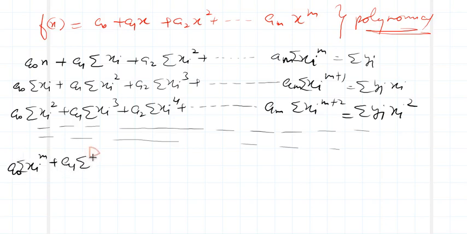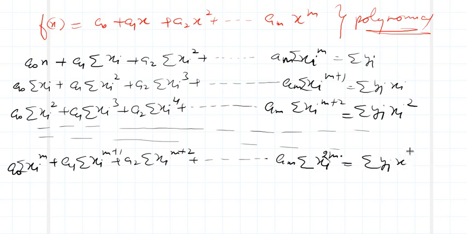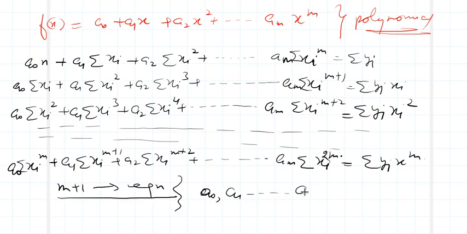It is a1 summation xi to the power m plus 1, plus a2 summation xi to the power m plus 2, and so on, up to am summation xi to the power 2m, equal to summation yi xi raised to power m. Thus, we will obtain m plus 1 equations, and using these equations simultaneously we can determine the values of a naught, a1 up to am.